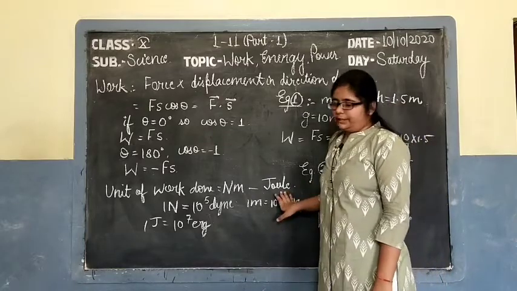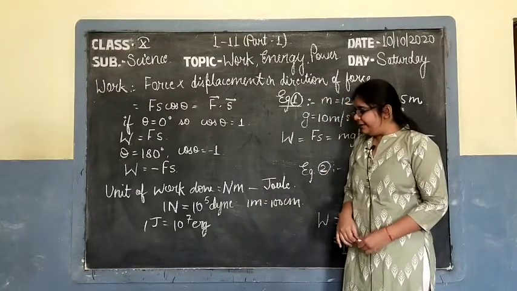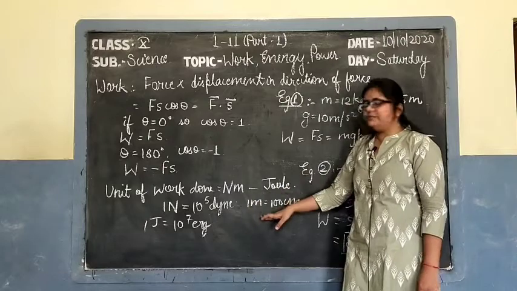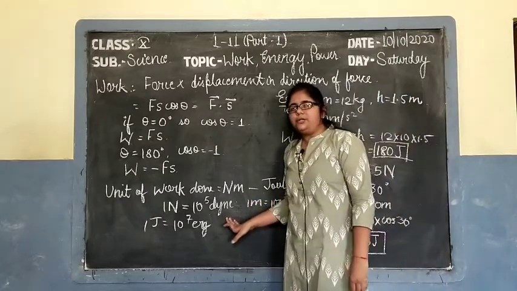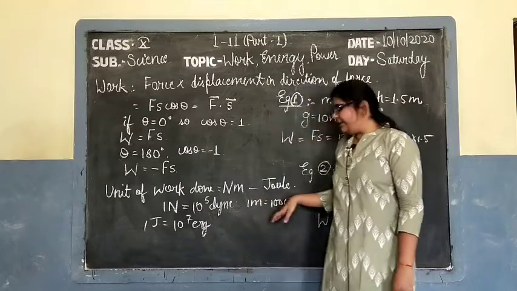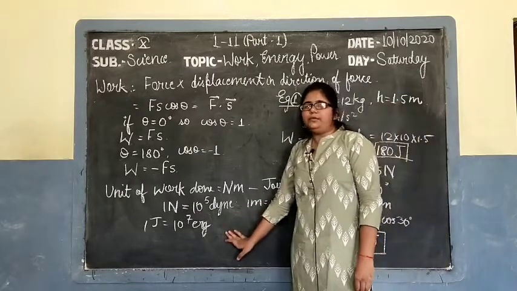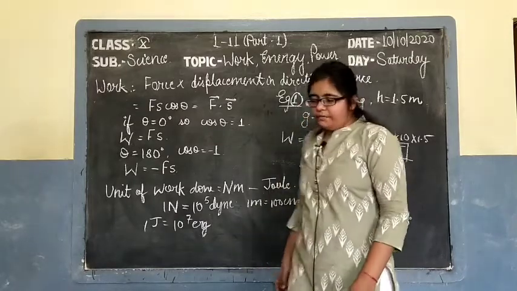A smaller unit of work is the erg, in which the Newton will be denoted in terms of dyne and the meter in terms of centimeter. So in 1 Newton there is 10 to the power 5 dyne, and in 1 meter there is 100 centimeter. 1 joule is equal to 10 to the power 7 erg. This is the smaller unit of work done.